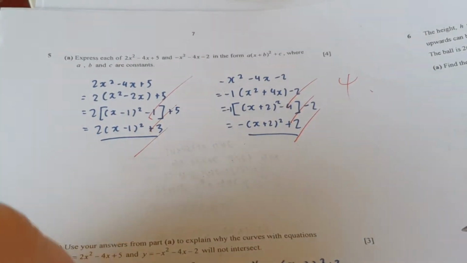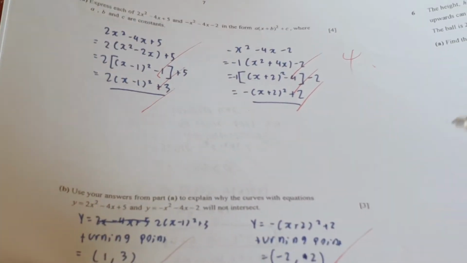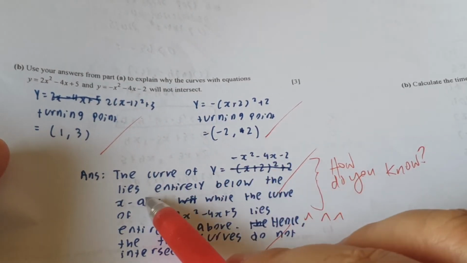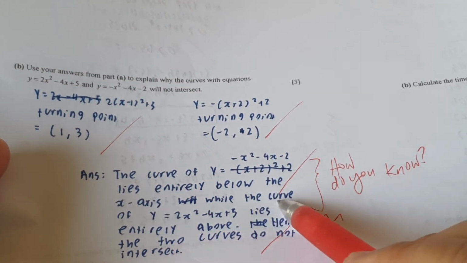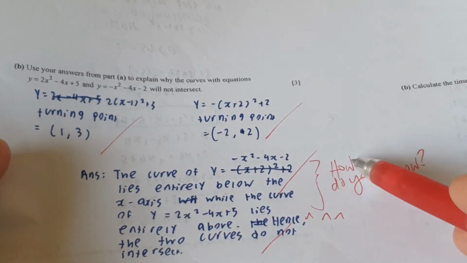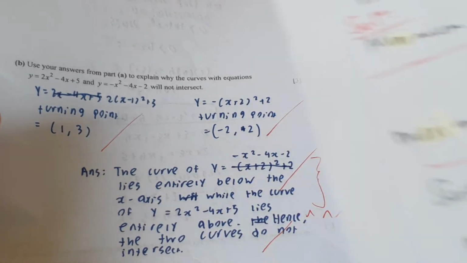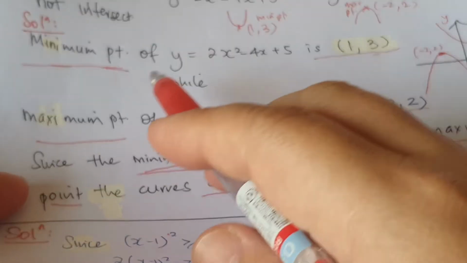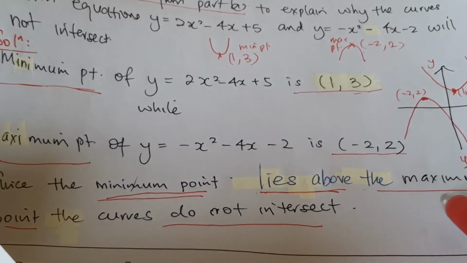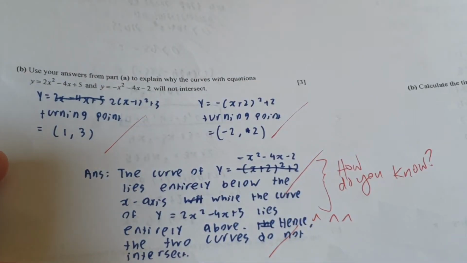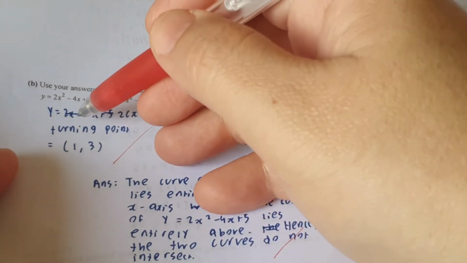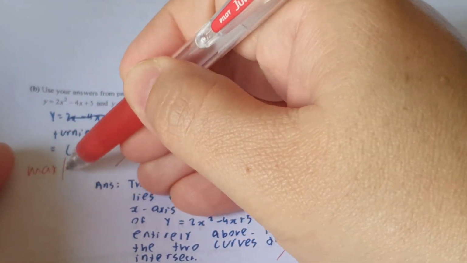Okay? Now, this other solution, the curve at this lies entirely below this, while the curve lies entirely above. The question is, how do you know? You didn't explain the correct way like this. We stated the minimum point, maximum point, and then we say that this one is above, right? That's why they don't intersect. You didn't state that it's above. You stated the minimum point, maximum point, right? Oh, sorry, you didn't even state maximum or minimum.